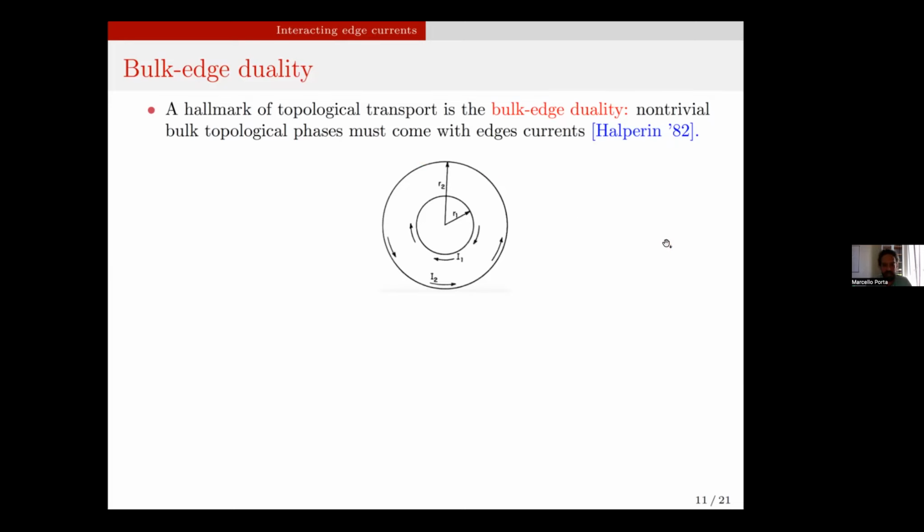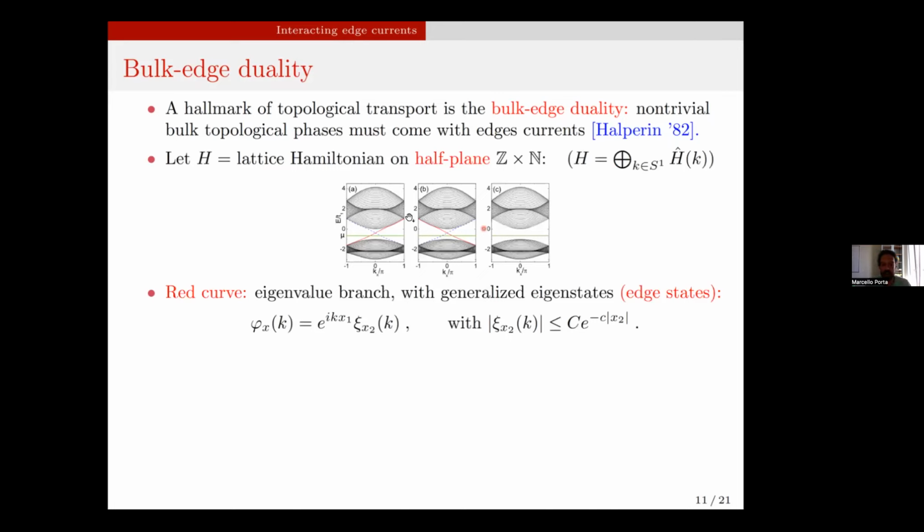So let me have a closer look at this phenomenon from a microscopic point of view. Let me denote by H the lattice Hamiltonian for a quantum Hall system on the half space. The model is defined on an infinite lattice, but it comes with a boundary, because the lattice terminates here. So it's Z times N.